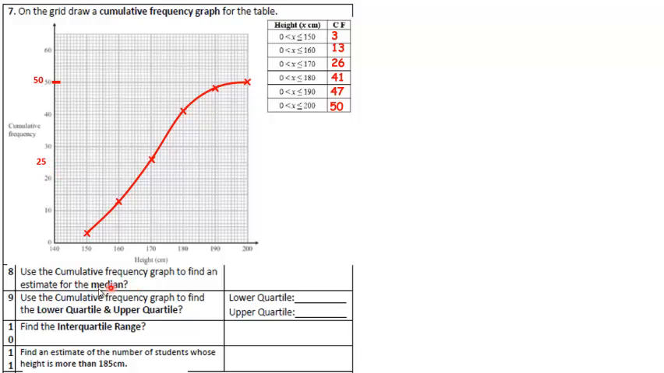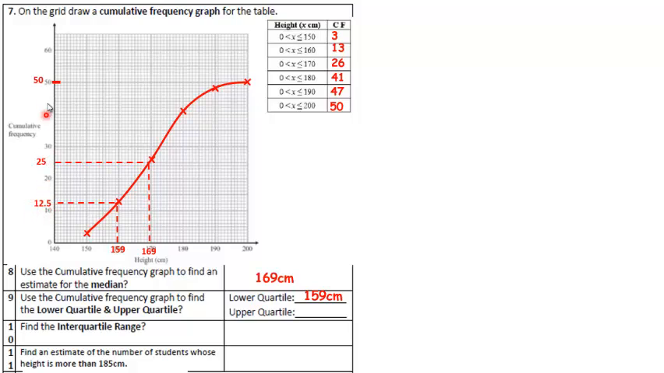Let's answer question 8, which is the median. That's why I halved it. 25, go across from 25 and then down, and I'm picking up 170, 169, 169. If you wrote 170, maybe even 171, that'll be totally fine. Use the cumulative frequency graph to find the lower quartile and the upper quartile. Half of 25 is 12.5. So a bit tricky here. You need to go halfway between two values, 12.5, go across and then down, and I'm picking up something like 159.